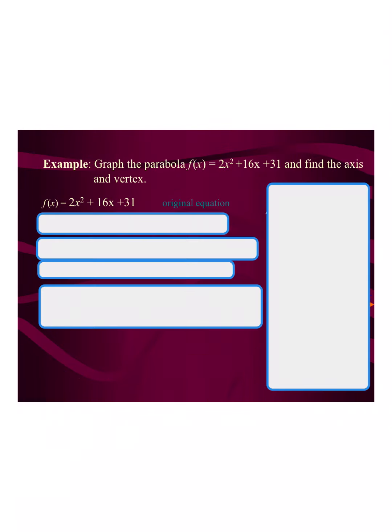Here we have another example where we're going to try to find the vertex and the axis, but we don't have the right form yet, so we're going to work on completing the square. Our first step, just like last time, is to group together our x's. So I group together the x squared and the x.